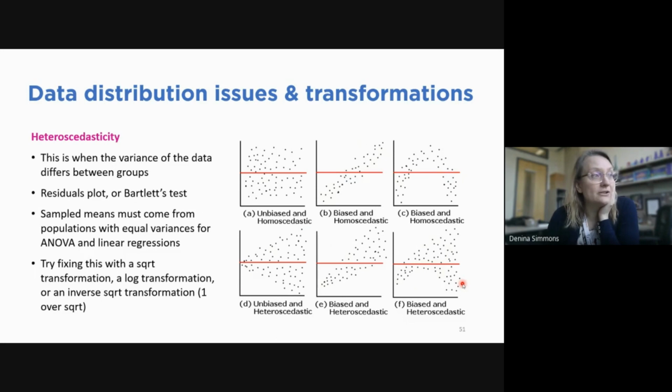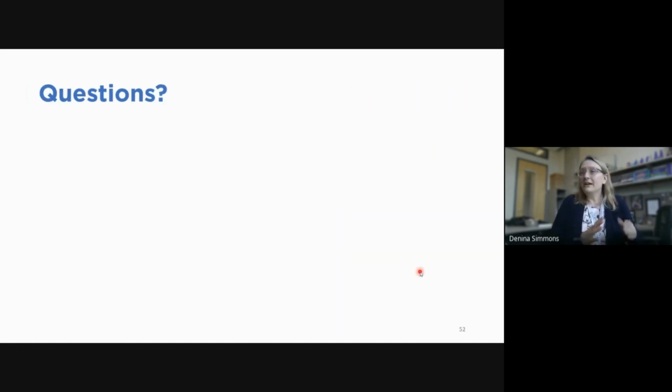They usually say you can fix this with a square root or a log transformation or even an inverse square root. So you'll find that you're using the same transformations every time. And I could see how an inverse square root would probably solve the biased heteroscedastic data pretty well. I think if you had something like this, I don't know if that would work as well. All right, are there any questions about these transformations?